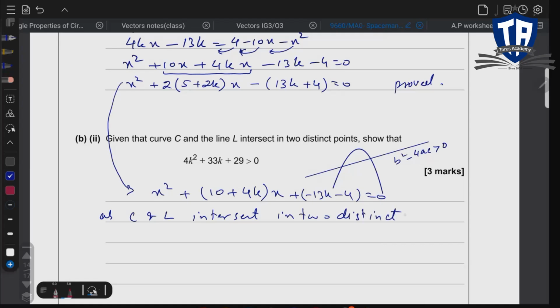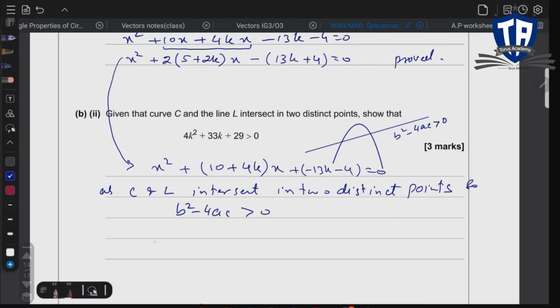The value of b is, here we need simplification. Now expand (10 plus 4k) whole squared, and you'll get, when you simplify it, so this is what we need to prove.